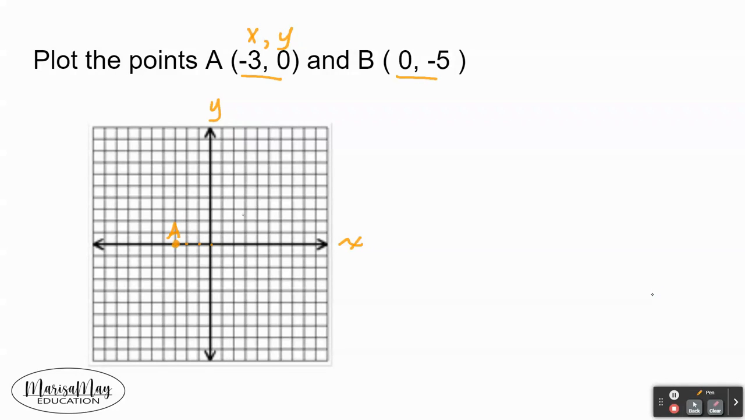Now, when we do B, that means 0 means we go nowhere in the X direction, but we go -5 in the Y direction. So we go down 1, 2, 3, 4, and 5. And I'm going to label that point as B.